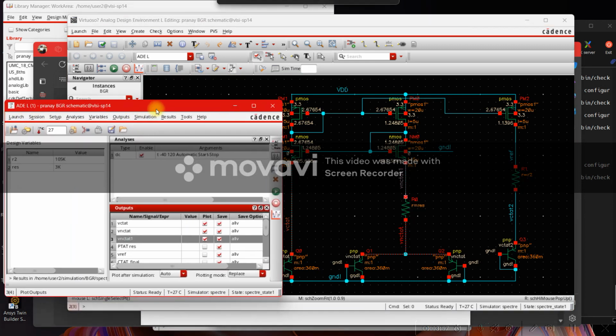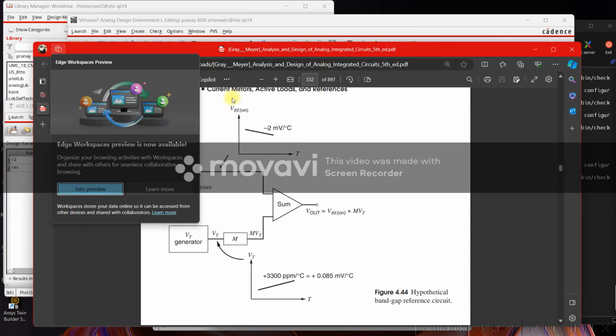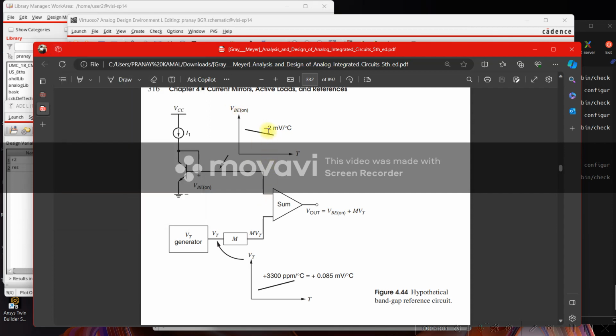One more thing: the CTAT voltage slope is minus 2 millivolt, and the PTAT slope is plus 0.85 millivolt. So you can see a large difference. Adding these two will not give you a constant reference. You have to scale this one up or this one down. I've chosen to scale PTAT up.